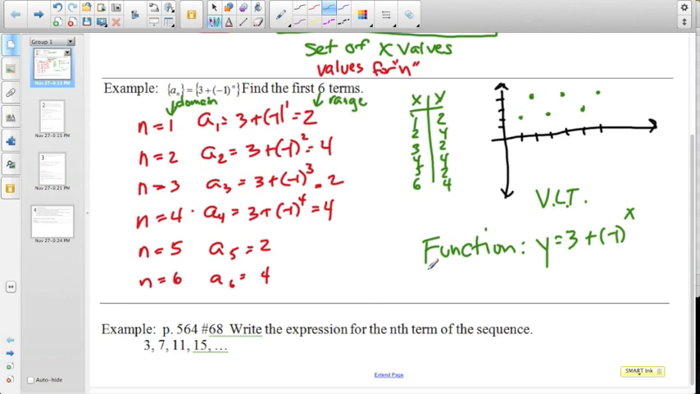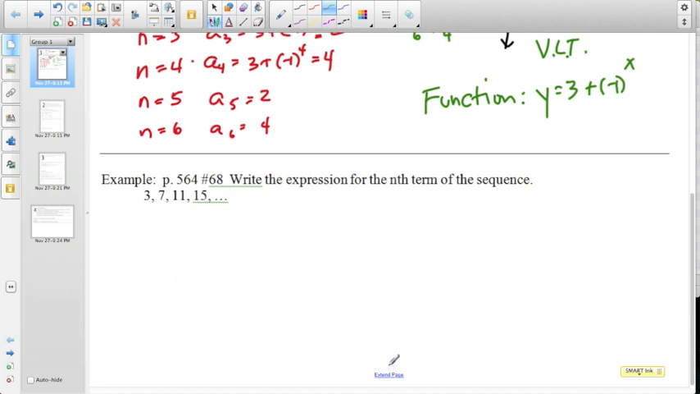And the nice thing is, as we talk about sequences, we can talk about the limits of sequences just by talking about the limits of functions. They're going to follow those same principles.